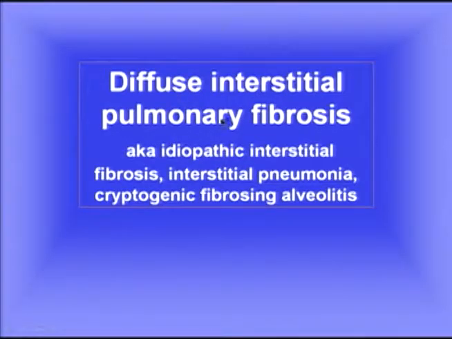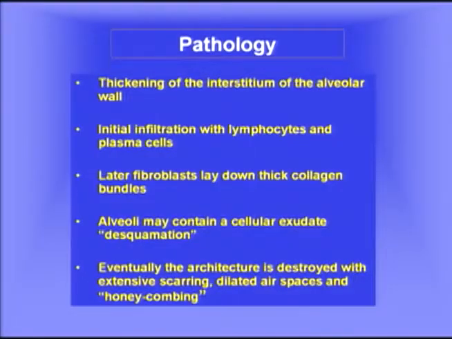And then let's go on to one of the most important diseases that we're going to discuss, and that is diffuse interstitial pulmonary fibrosis. Now, it's a little bit confusing because a number of other names have been given to this disease, also known as idiopathic interstitial fibrosis. Actually, you'll hear the term idiopathic quite frequently. Interstitial pneumonia and cryptogenic fibrosing alveolitis. But actually, diffuse interstitial pulmonary fibrosis is a term that's frequently used, and it's the one we're going to concentrate on. And let's look at the pathology of this particular disease.